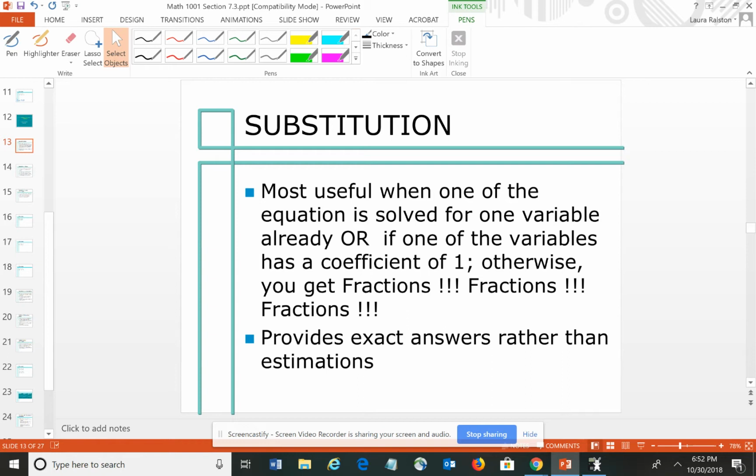But it's also most useful to use when one of the equations is already solved for one of the variables, maybe already set up so it says y equals or x equals. Or if one of the variables has a coefficient of 1, which makes it easier to solve for that variable. Otherwise, you may get a lot of fractions, and I know how you guys feel about fractions.